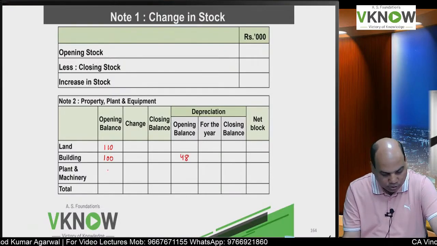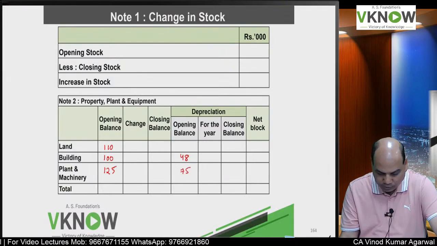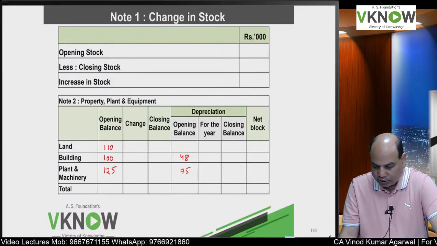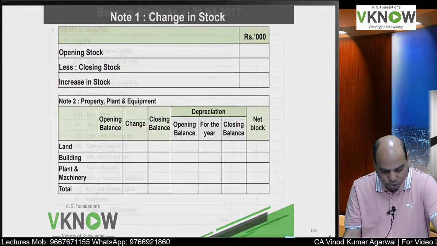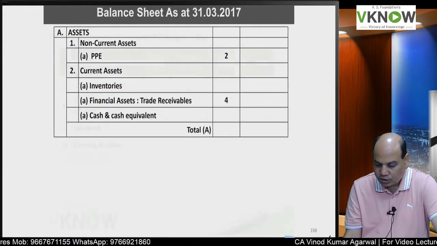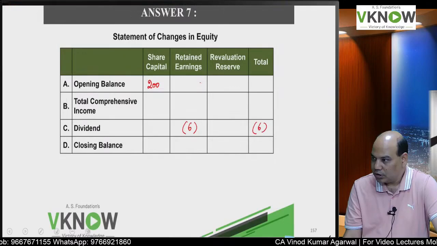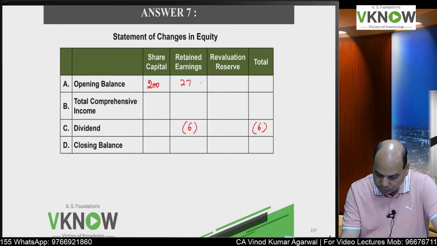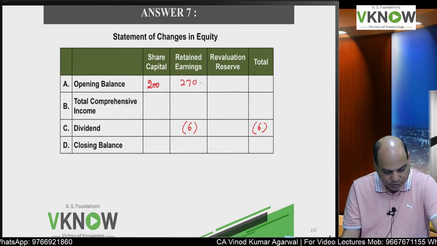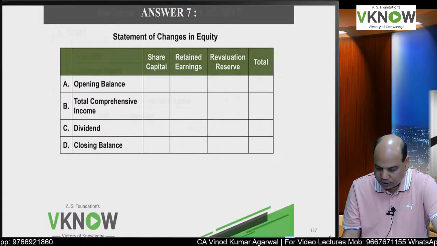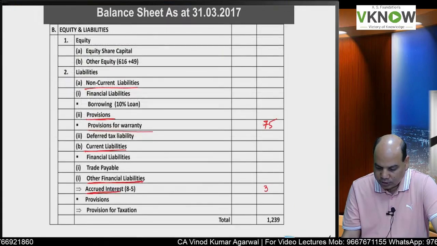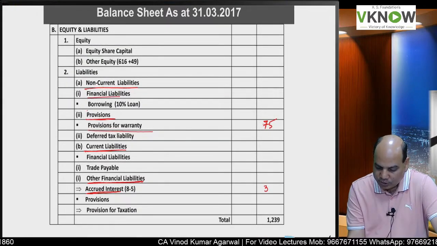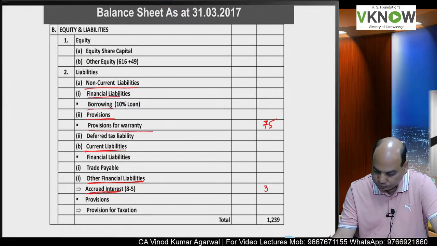Plant and machinery at cost 125. Plant and machinery opening accumulated depreciation 75. Can you see that? Retained earning opening balance, SOCIE, retained earnings, second column, amount 270. Then 10% loan 80. Balance sheet, liability side, non-current liability, financial liability, borrowing, 10% loan. Is it 80?